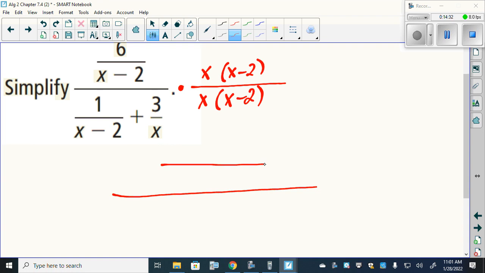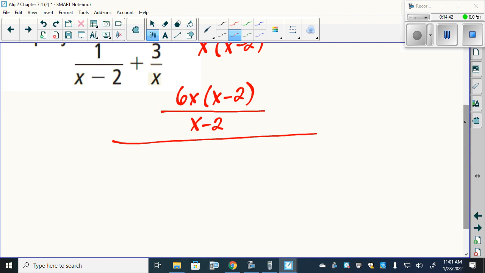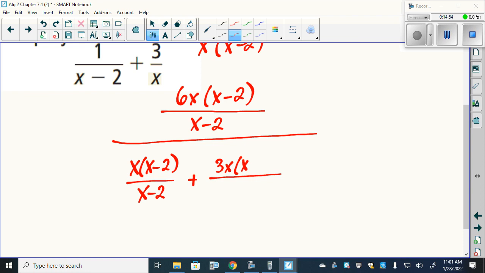Now the numerator here would be 6x times x minus 2 over x minus 2. The denominator is going to be x times x minus 2 over x minus 2 plus 3x times x minus 2 over x.